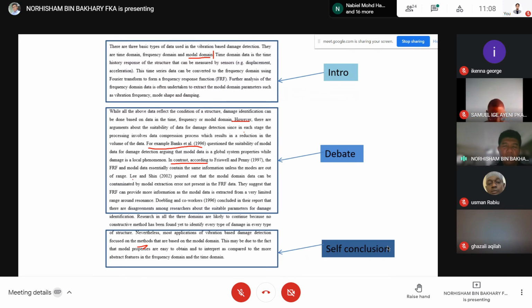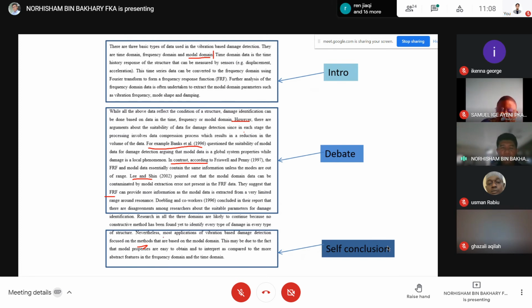Okay. However, in 2002, Lee and Shin pointed out that the modal domain data can be contaminated. You see, those are the arguments. But is this a problem? No, you just express this in your literature review. So they suggest FRF methods. So this guy suggests FRF methods. So in this question, as a student, which data do I want to use? This guy says that one is good, this one is not good, and so on. So which one? So I make my own conclusion, and when you make your own conclusion, it is never wrong, provided you give your justification.